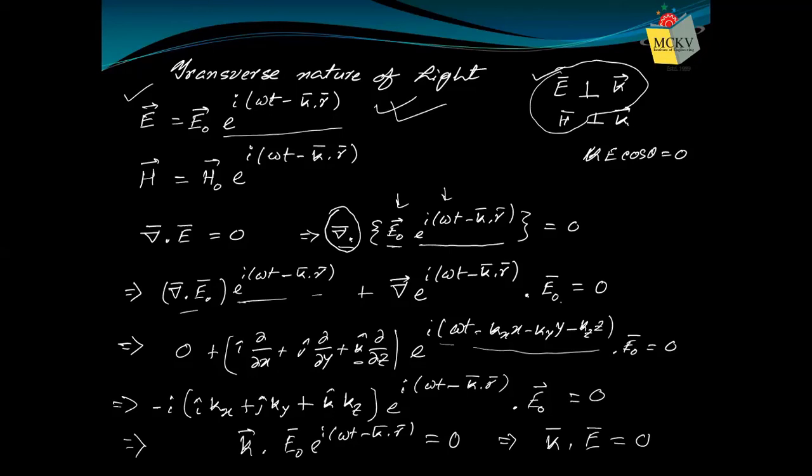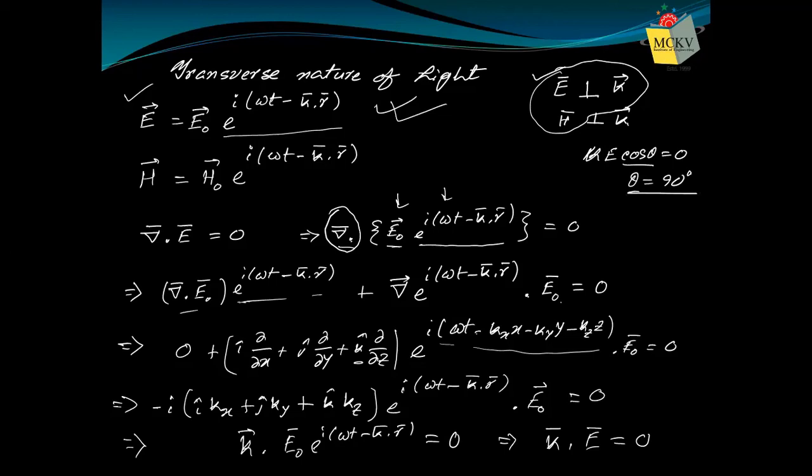Now the value of k or E cannot be 0. Then what is the only possibility? Cos theta is 0. And when is cos theta 0? When theta is 90 degrees. That means k dot E equals 0 means k and E are perpendicular to each other.